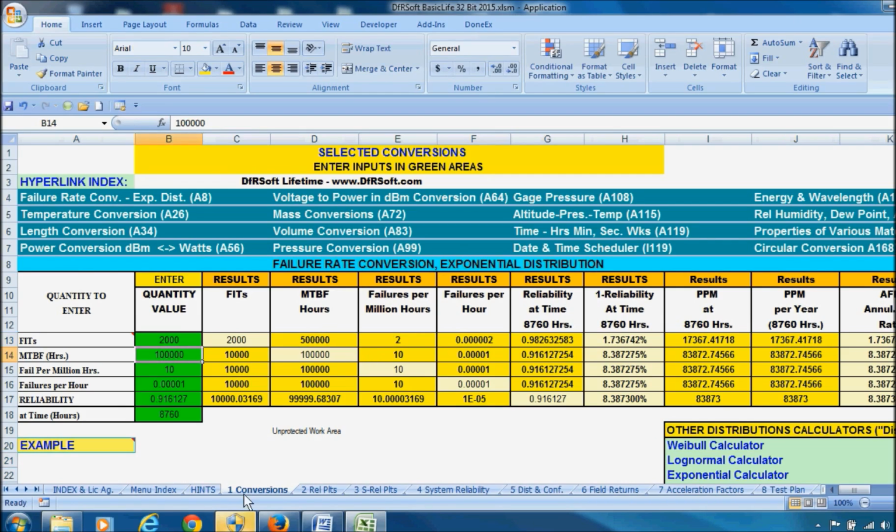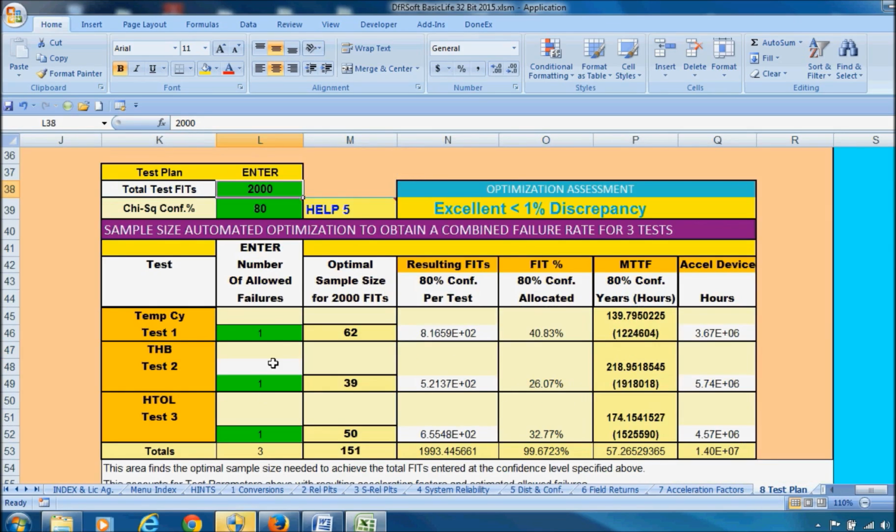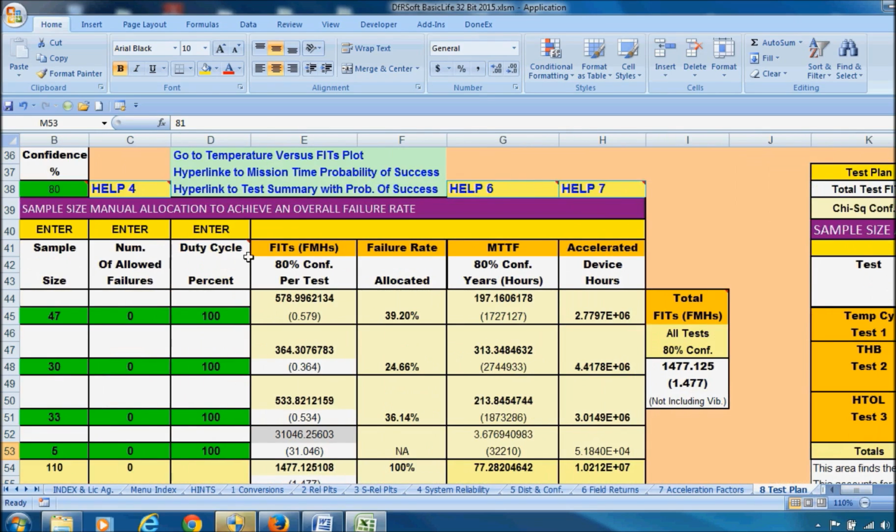500,000 hours. So going back to the test plan, here we are, and I have 1 failure allowed for each one. We could change that to 0, give you an idea of what the reduction would be, and sample size is shown here. Total sample size needed for the test is 81, and the fit allocation is provided. So this is one method, and also we have the hyperlinks to the test summary.